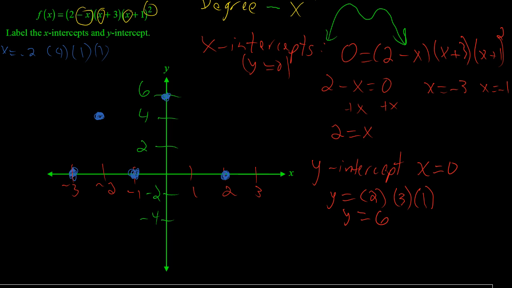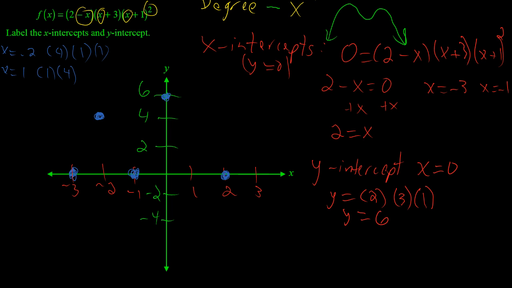Okay? What's the next one? The next one that I would recommend substituting in is 1. Okay? And if we substitute in the 1, let's see what we get. X equals 1. So we get 2 minus 1 is 1 times 1 plus 3 is 4, and 2 squared is 4. So 4 times 4 is 16.